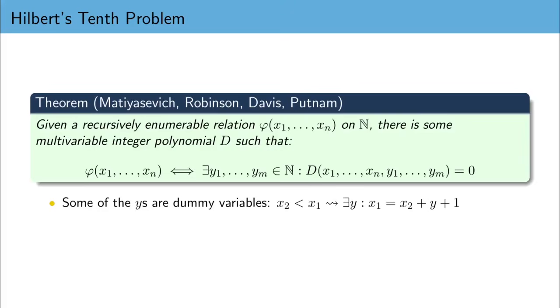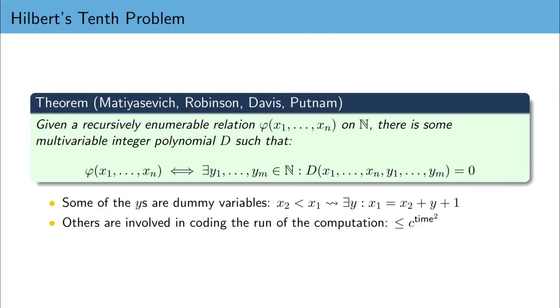Some polynomial is equal to 0, but we can rewrite this as the difference of the two sides is equal to 0, so that's okay. On the other hand, some of the y's are going to be involved in coding the run of the computation of phi. Maybe the computation is going to be encoded by some rectangular grid describing how a Turing machine's tape evolves over time. Maybe the computation is going to be encoded by a list of values in a counter machine.